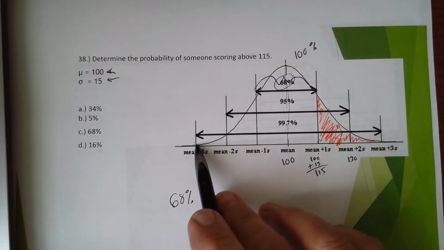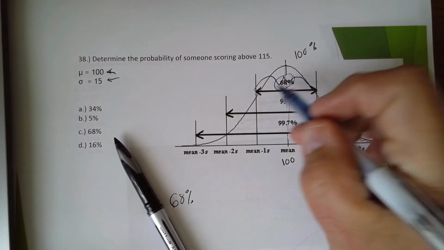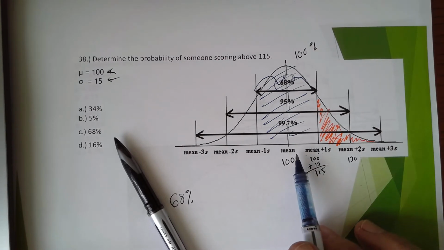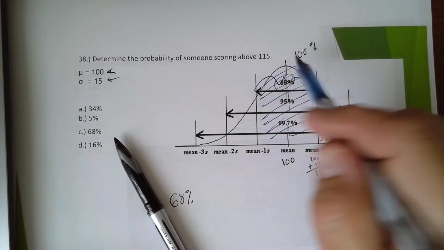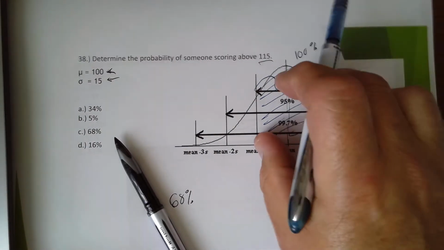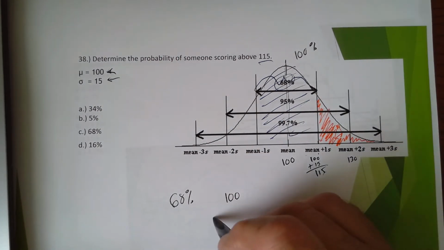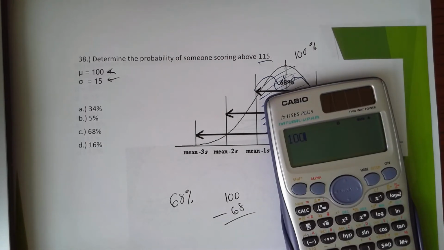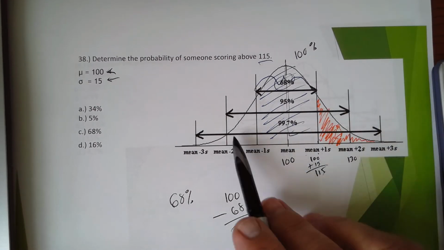So if we know that the whole amount is 100%, and this area here that's blue, I'm going to make it blue, is 68%, then we can just take this chunk out because those are some of the folks that scored below 115. Let's go ahead and remove those. So I can take 100%, the total, and take out the 68%, right? So we get 100 minus 68, and that leaves us 32. So 32% is still left in this graph.